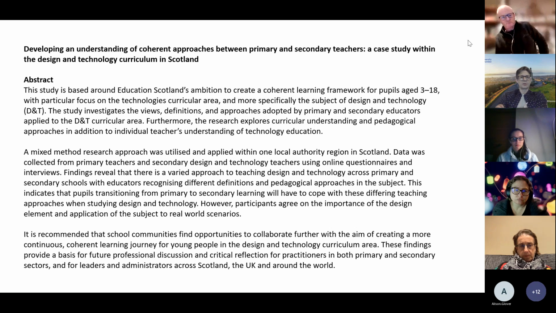And Scotland's a relatively small country. It's only 5 million compared to the population of England, about 55 million. So to have a specific focus on this subject area gave that level of novelty. So yeah, that's a summary from that.